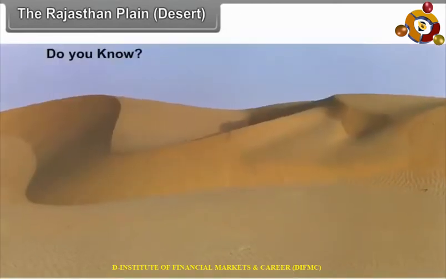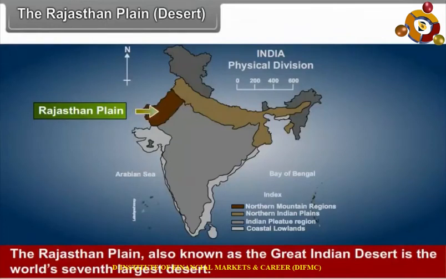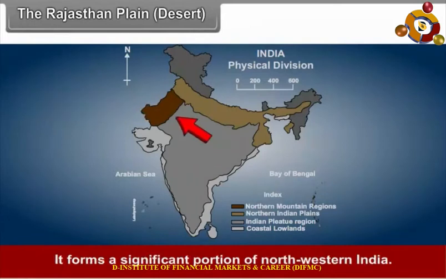The Rajasthan Plain Desert. The Rajasthan Plain, also known as the Great Indian Desert, is the world's 7th largest desert. The Indian epics describe this region as Lavansagra, salt ocean. It forms a significant portion of northwestern India.